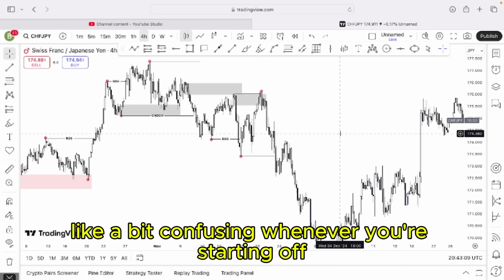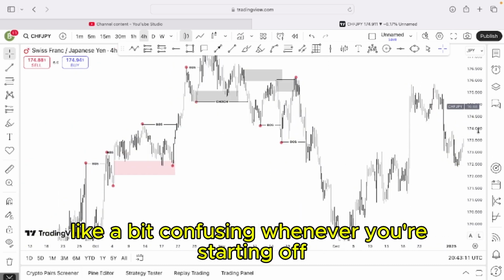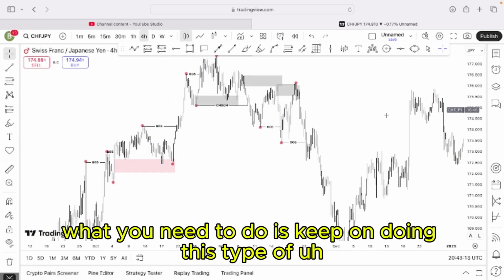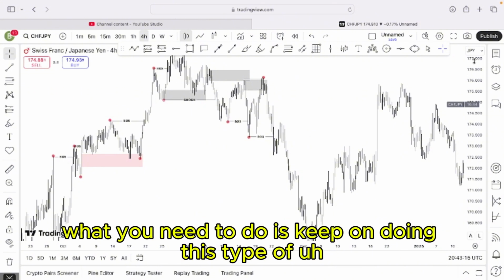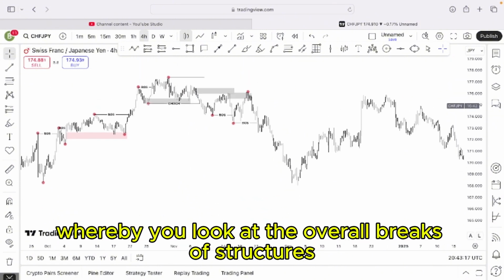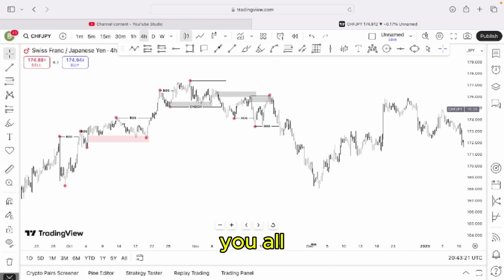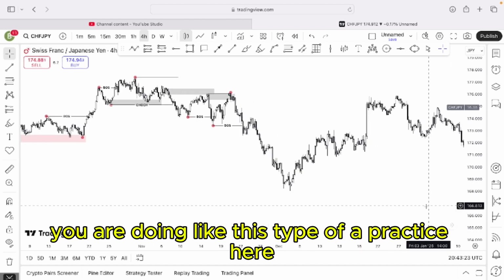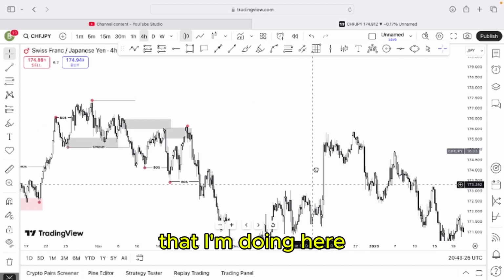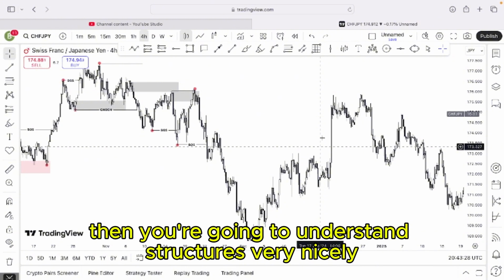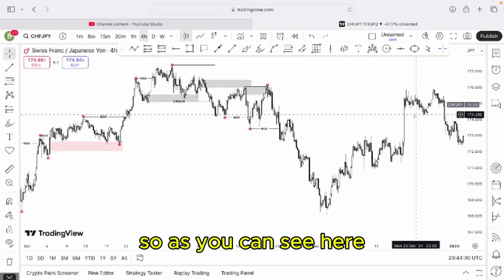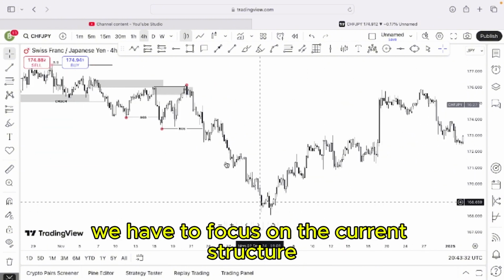So this can be a bit confusing whenever you're starting off, but what you need to do is keep on doing this type of practice, whereby you look at the overall breaks of structure as you anticipate areas of interest. If you do this type of practice that I'm doing here, then you're going to understand structures very nicely, guys.